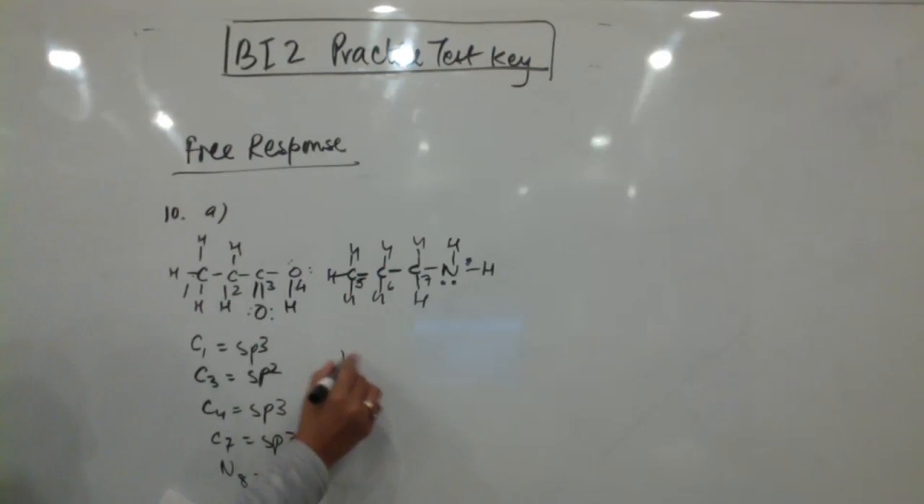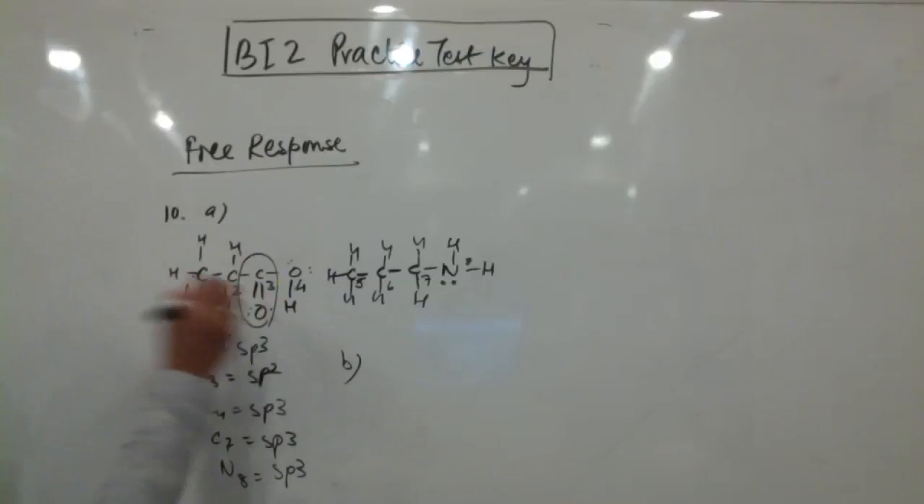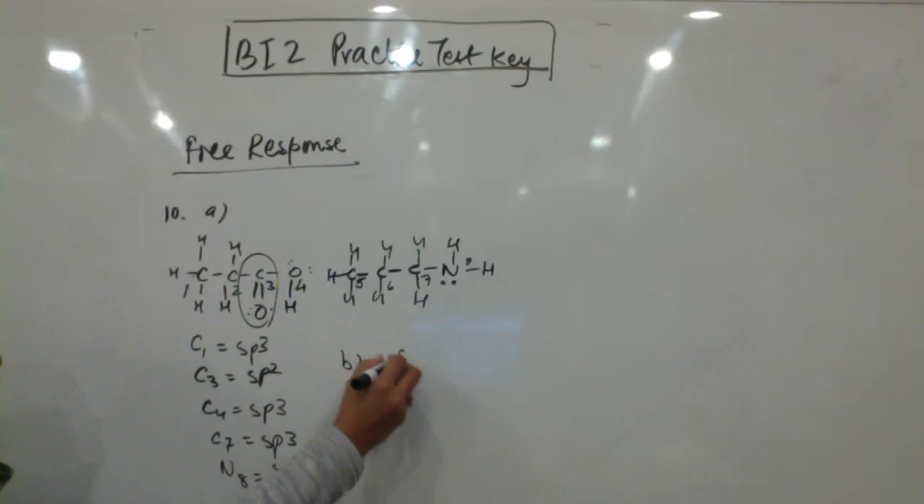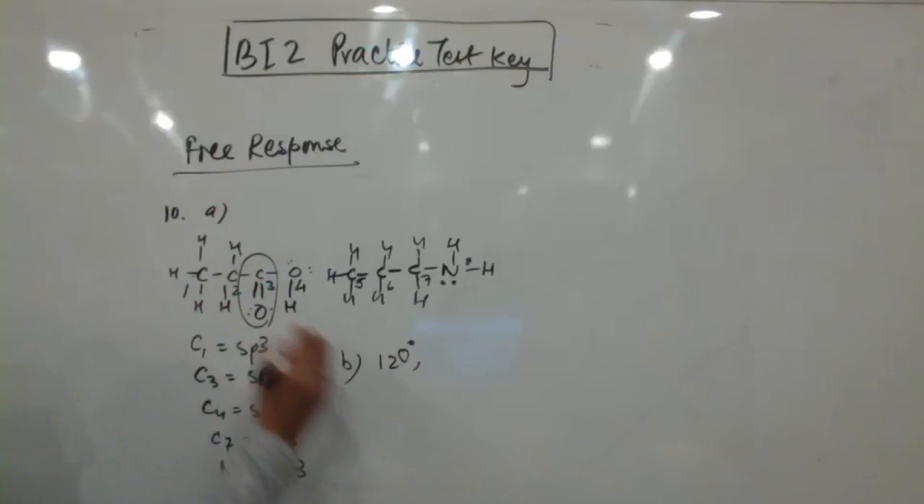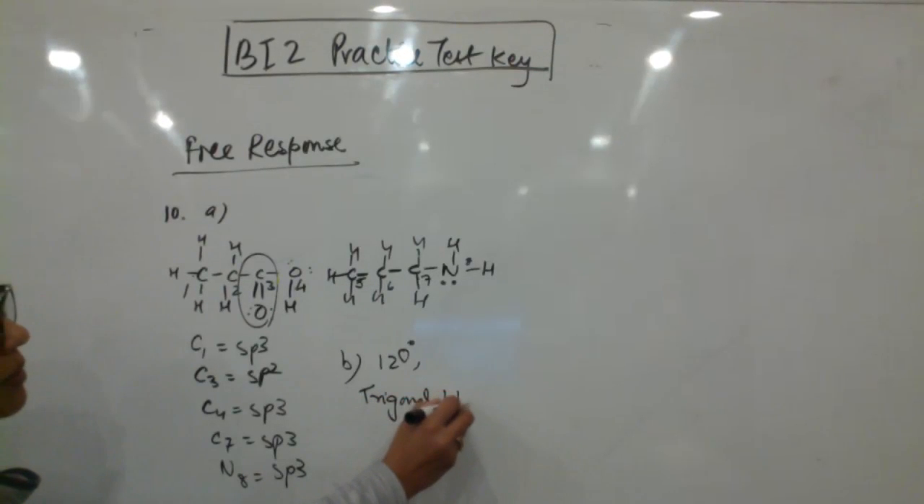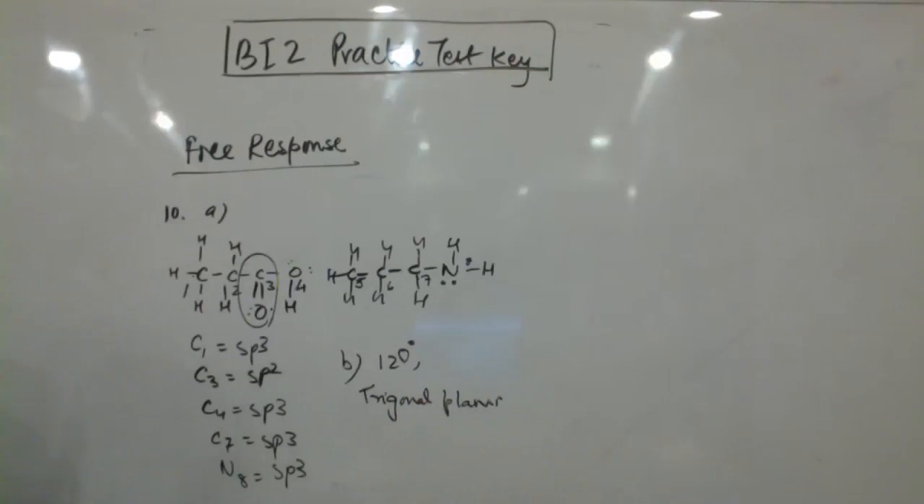Then B asks you, determine the bond angles and electron domain geometry around C in C double bond O in the first structure. So what is the electron domain geometry and bond angle? So there are 3 bonds around it. So bond angle is 120 degrees and electron domain geometry is trigonal planar. Remember, it's a planar molecule.